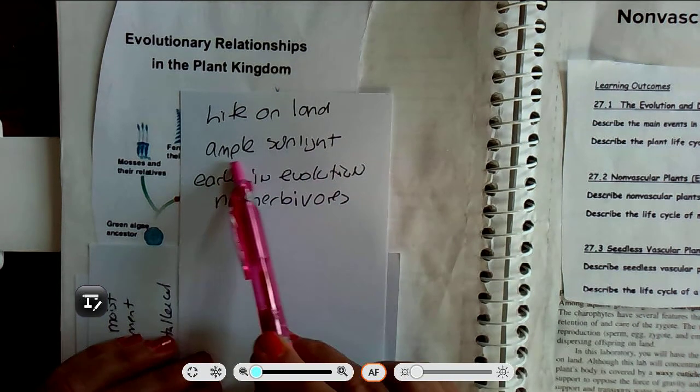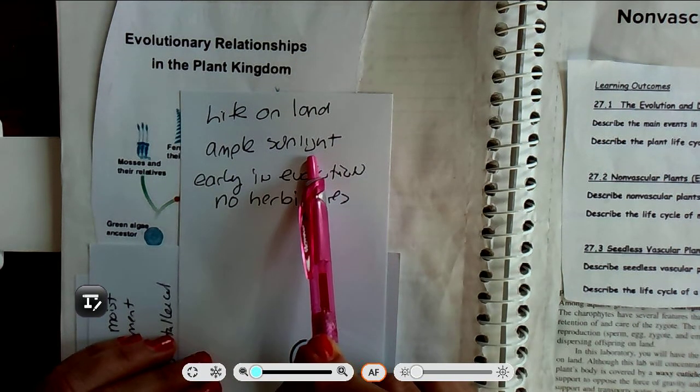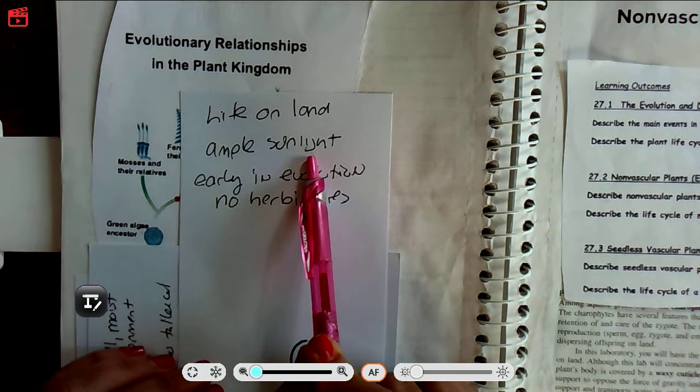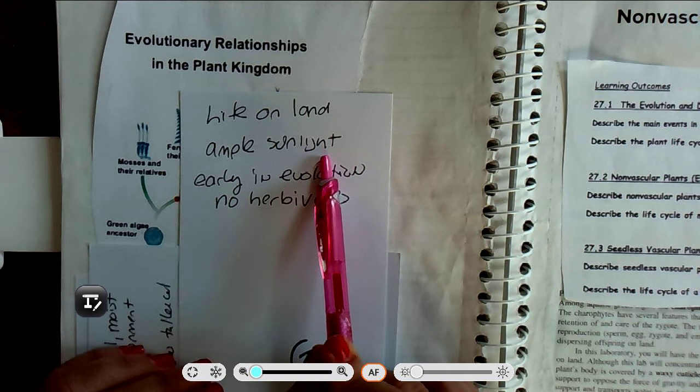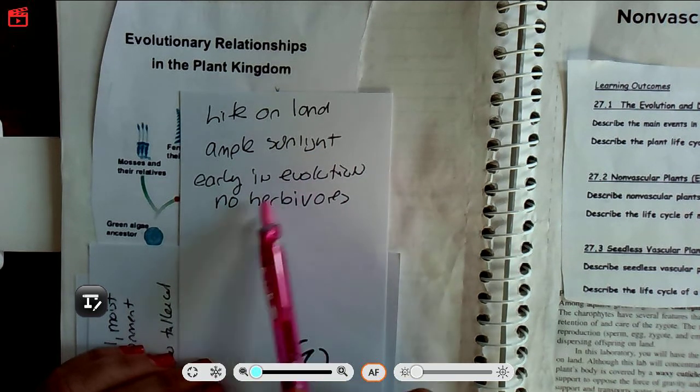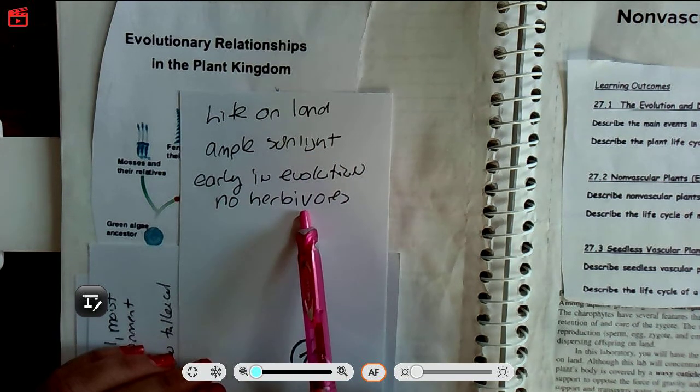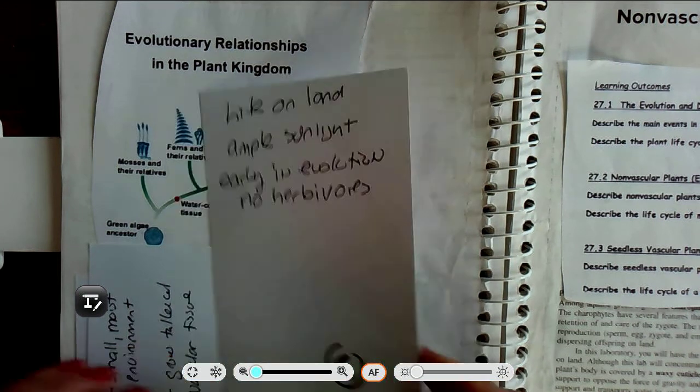Well, on land there's ample sunlight. Okay, all wavelengths of sunlight, none are blocked by the water, so including the red and blue. So there's more sunlight on land. Early in evolution, there were no herbivores, so there's nothing that's going to eat the plants.